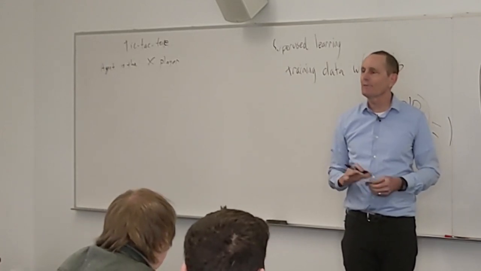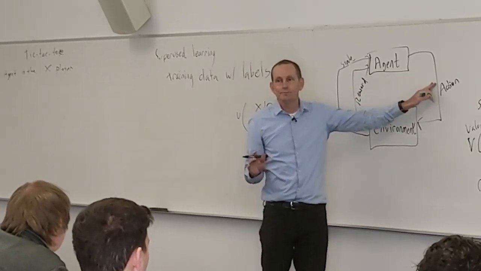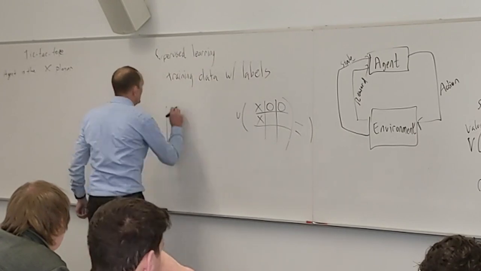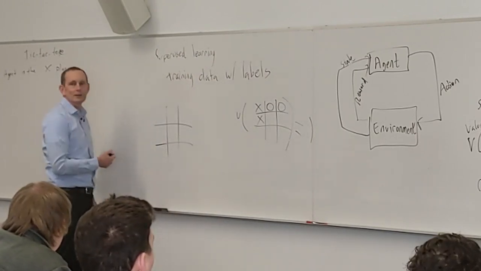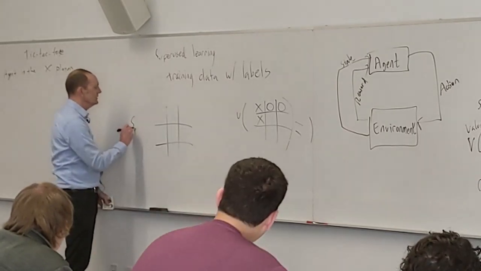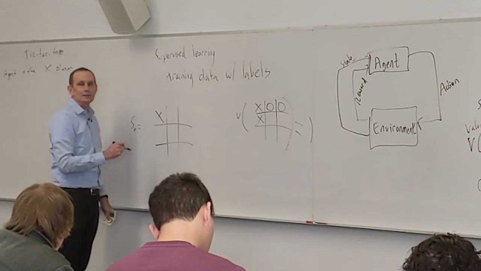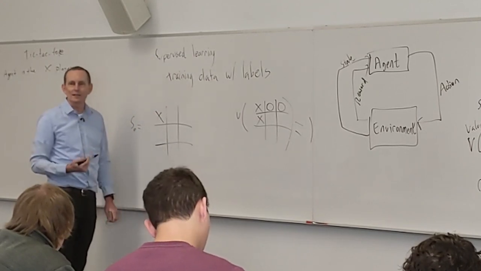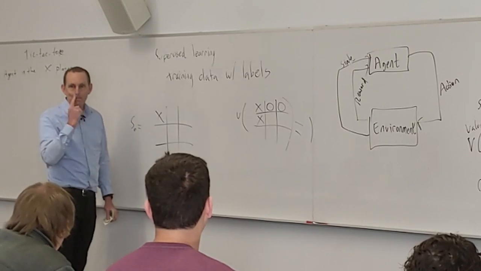So let's look at that for a second. Let's say we take an action. Here we are, we've got an empty board. This is our initial state, S of zero. We take an action. Let's say we take an action placing an X in the top left. What is our new state going to be? The board with the X in the top left.